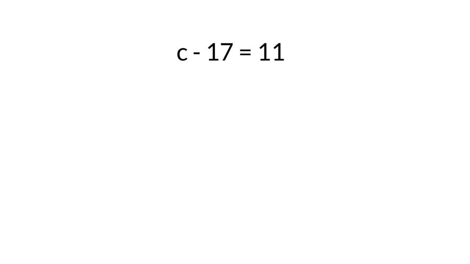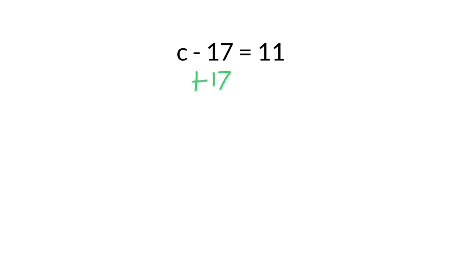Okay, so now we'll try a few different ones that you're going to see, and we'll go through them one at a time. You can try them ahead of me if you want by pausing, and then I'm going to solve them for you, okay? Okay, so c minus 17 equals 11. So what do I want to do? I want to eliminate this negative 17. It's minus 17, and the way to do that is by adding a positive 17.